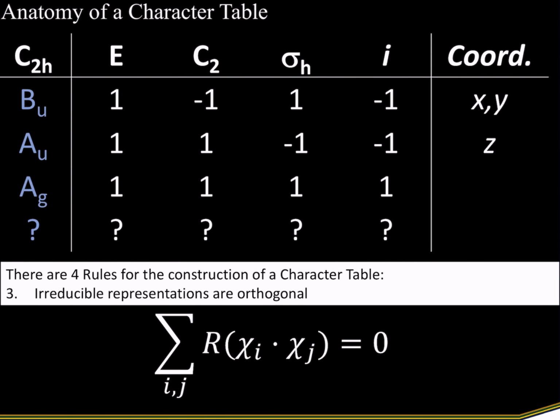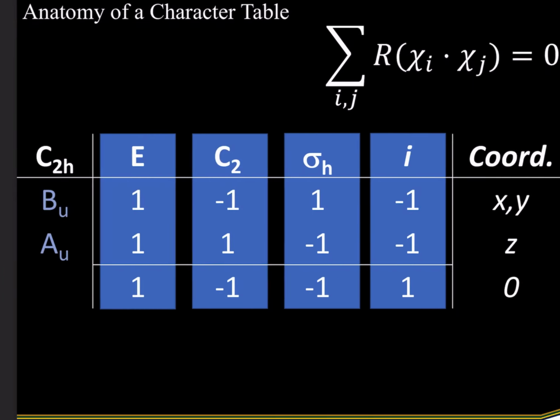What orthogonal means is that if you add up the product of two rows on this character table, multiplied by the order of the class, it should equal 0. So if I take any two rows and multiply them together, multiply by the order of the class, and then add it up, it should equal 0. So what does this look like in a practical sense? Let's look at how this works out.